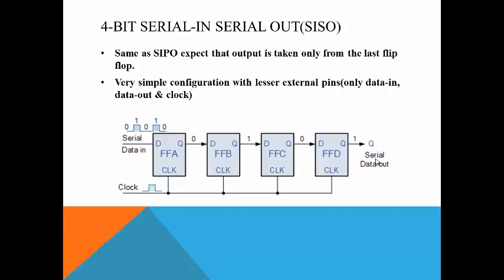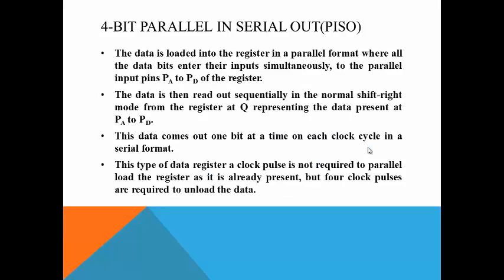The next configuration is serial in serial out. It is the same as serial in parallel out, using the same type of 4 flip-flops, but here you don't have parallel output lines coming. You have to take it only at the last flip-flop. So the data which comes here will take 4 cycles to shift up to this, and then it will take 4 more cycles to get shifted out. So it will take a long time. Serial in serial out will take a long time for data transfer.